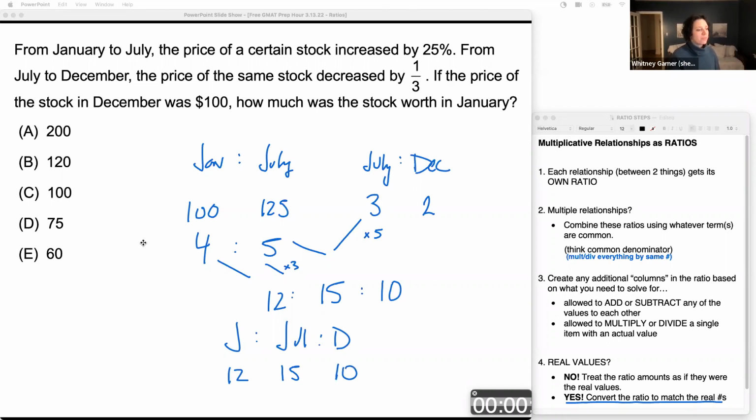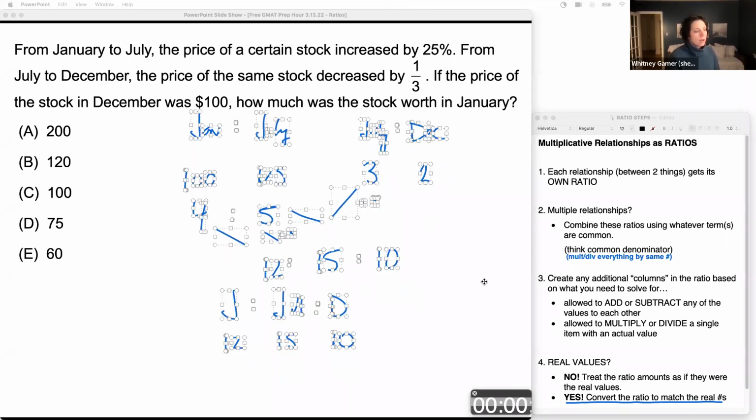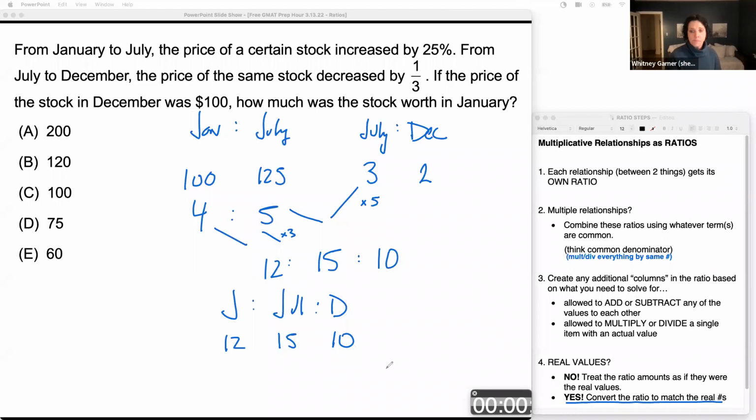Now, what did the problem tell me about December? The problem said that December was 100. Well, that just means that these are 120 and 150. So how much was the stock worth in January?